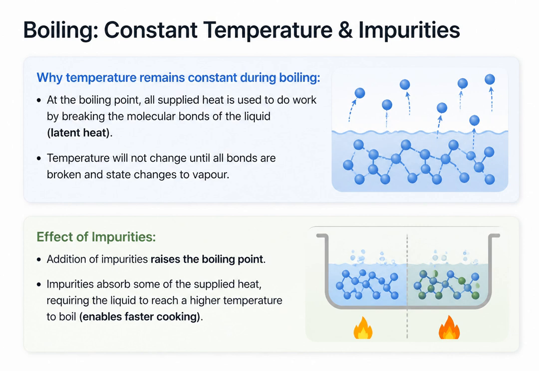Additionally, adding impurities like salt to water raises its boiling point. The impurities absorb some of the heat and disrupt the vapor pressure, meaning the water must get hotter than normal to boil, which actually helps cook food faster.